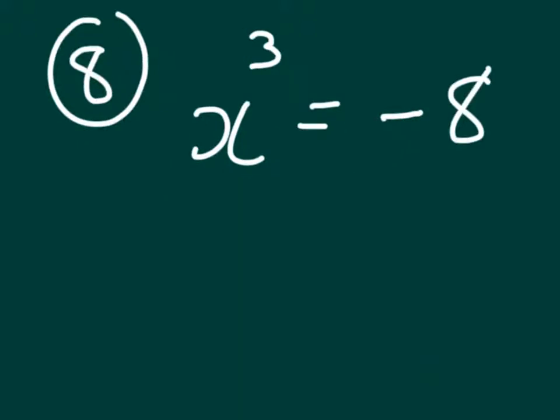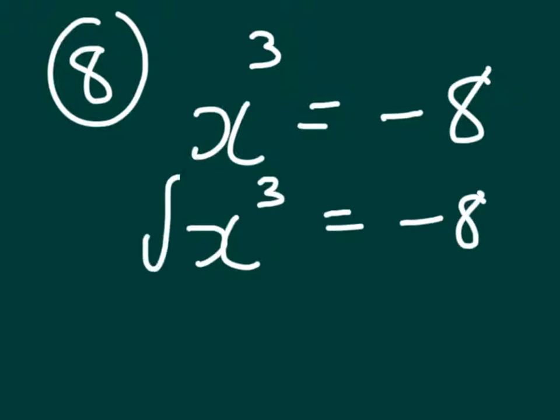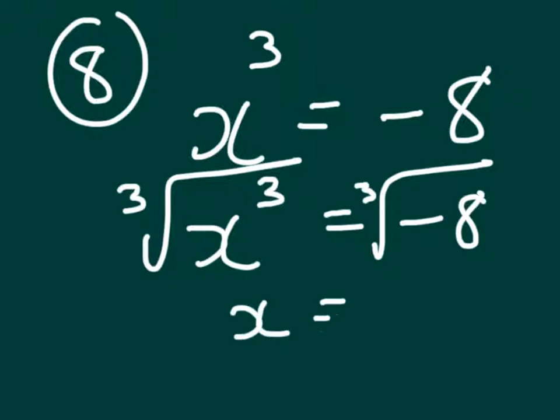And x cubed equals negative 8. We just said a negative integer can be raised to an odd power and leaves us with a negative answer. We can go ahead and solve this equation by cube rooting both sides, and we get x is equal to negative 2.